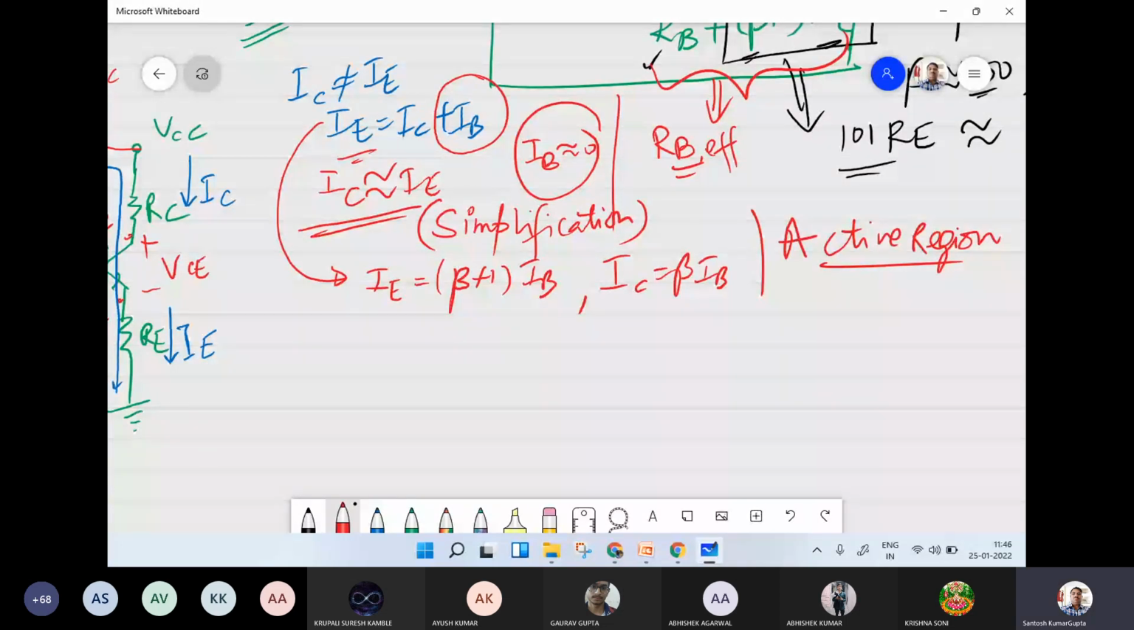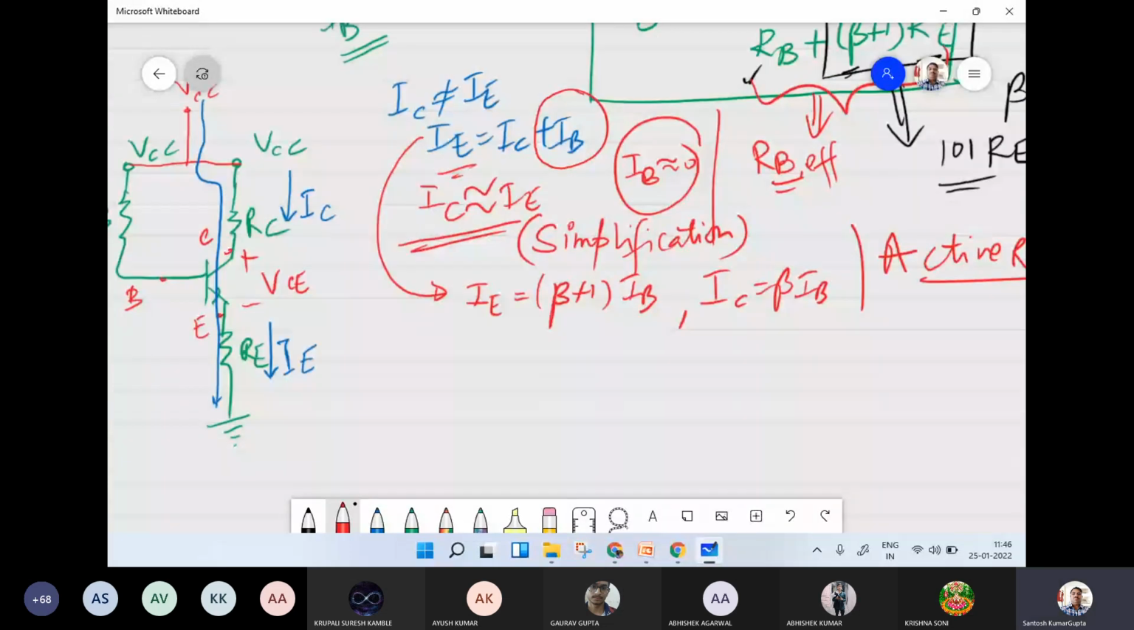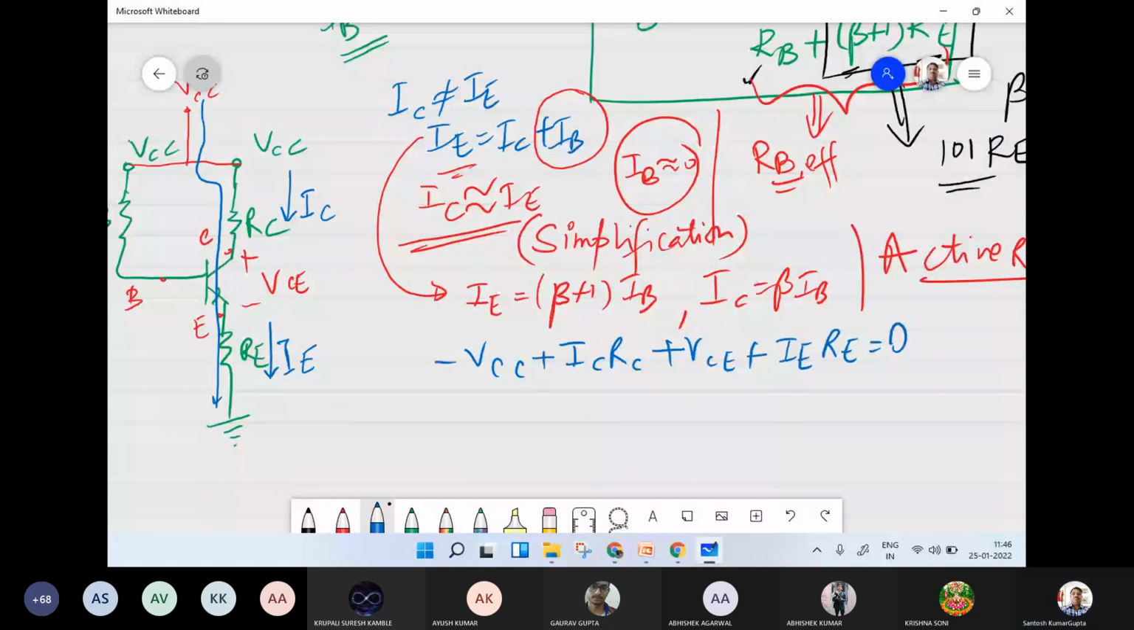So let us write the KVL equation here. The KVL equation we can write: minus VCC plus IC times RC plus VCE plus IE times RE equal to 0. This is the equation of the KVL in the output loop.